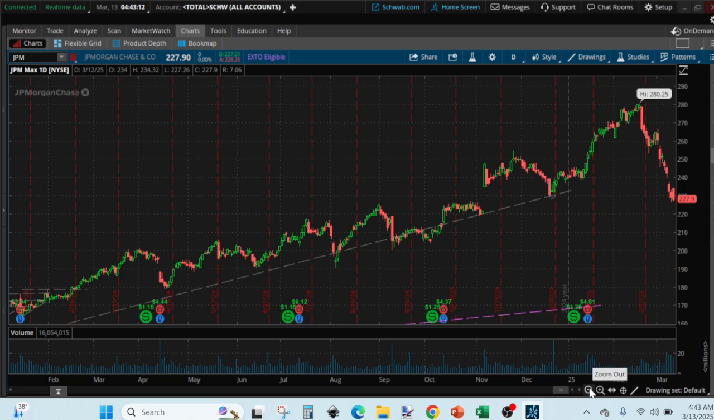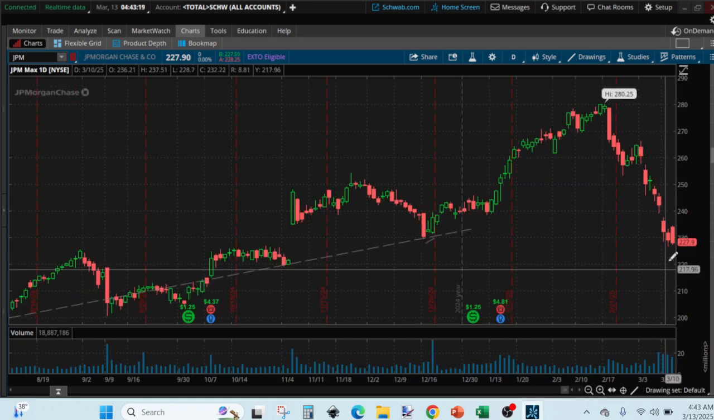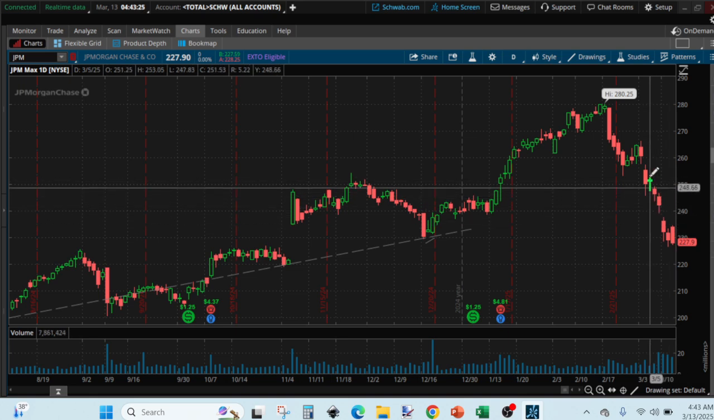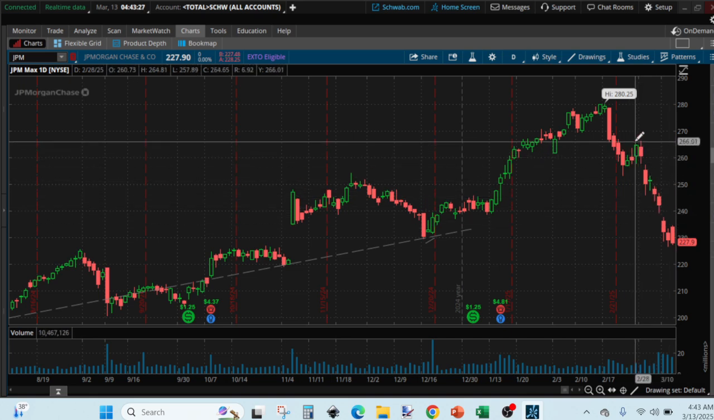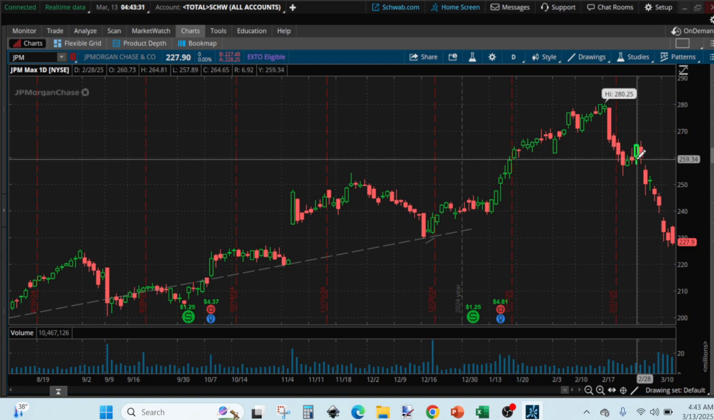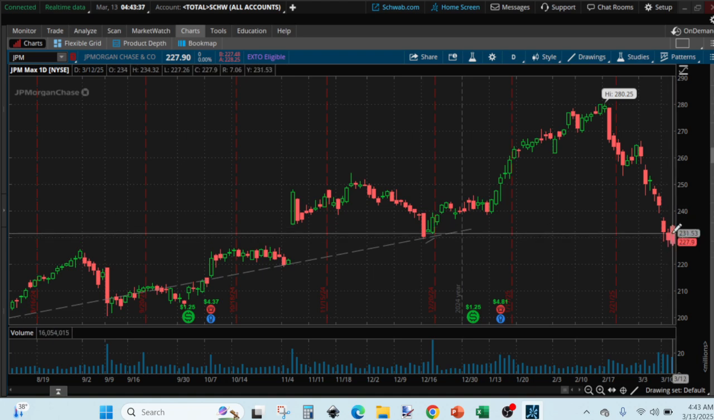And a red bar means the price at the closing of the day was lower than the price in the morning when the markets open. And a green bar means the price at the end of the day was higher than the price in the morning when the markets open. So the price went down that day.